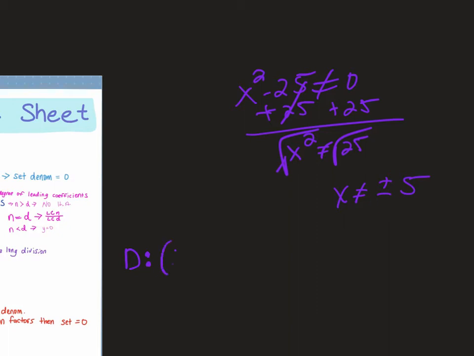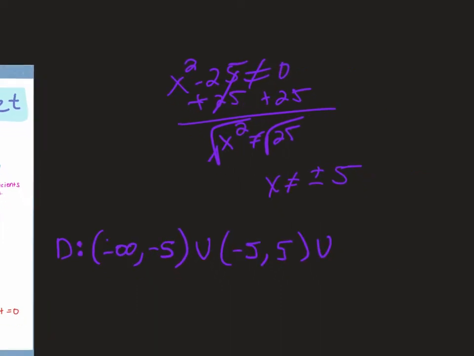Negative infinity to negative 5. I agree. Good. Negative 5, comma 5. Negative 5 to positive 5. And then 5 to infinity. 5 to infinity. Very good. You just told me you can use any number in the entire world except for positive 5 and negative 5.